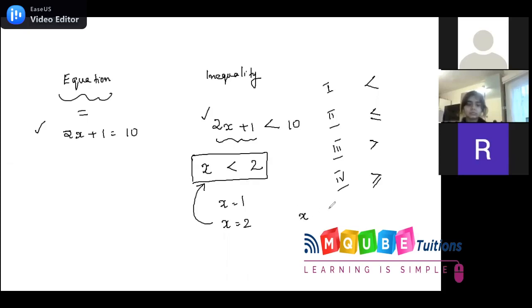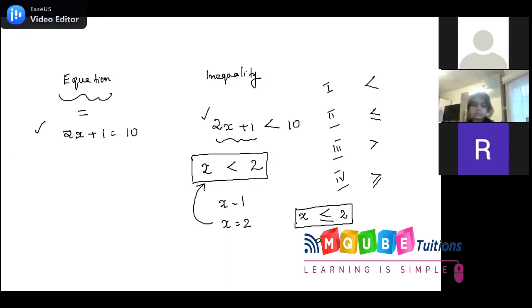Suppose I write a similar inequality, x is less than or equal to 2. Can you tell me any 2 values that satisfy this inequality? You can take any number of values, n number of values. You just need to tell me any 2. 2. Yes, because less than or equal to 2 means 2 is also included.